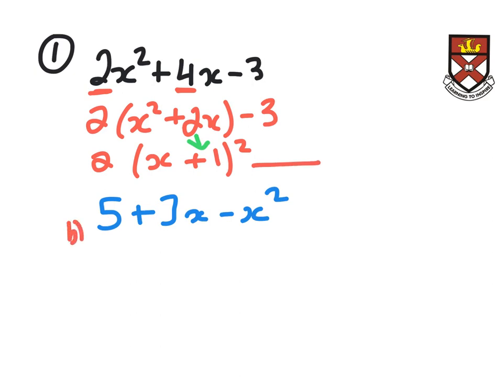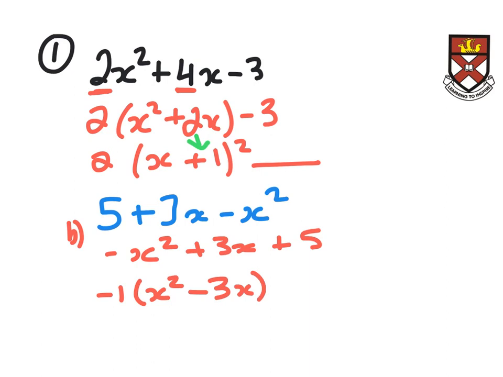For part B of the question, it's a wee bit different because it's got this negative x squared. So we need to deal with the negative x squared. Best way to do that is just rewrite it as negative x squared plus 3x plus 5. And then, just as you did up here where you took the 2 as a common factor, now you're going to take negative 1 as a common factor. So that's going to give you negative 1 bracket x squared, it's going to change that sign, plus 5.